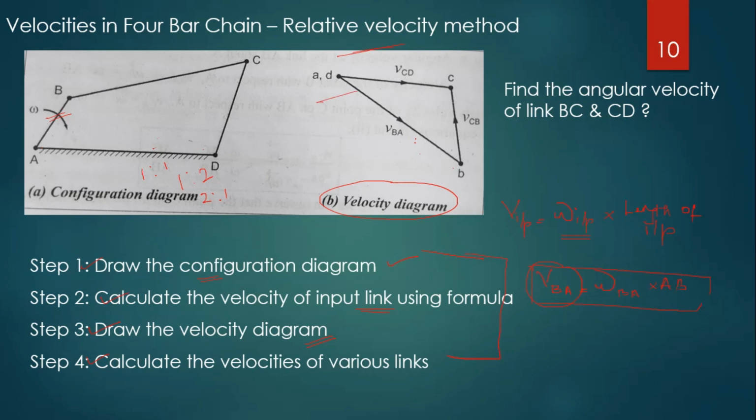Then the last step is to calculate the velocities of various links. By measurement from this velocity diagram, one can determine the velocity of any link of the given mechanism. So, this is called VBA, which we can calculate with the help of this formula, and from direct measurement we can calculate VCD and VCB, that we will discuss in our next videos.